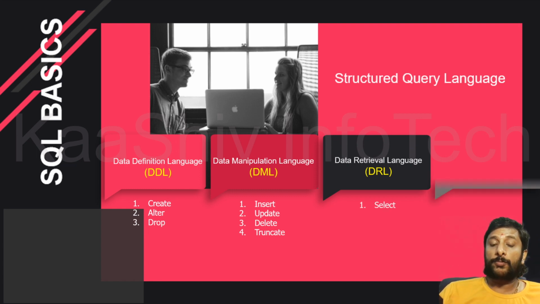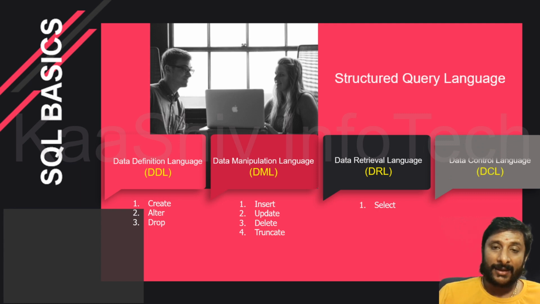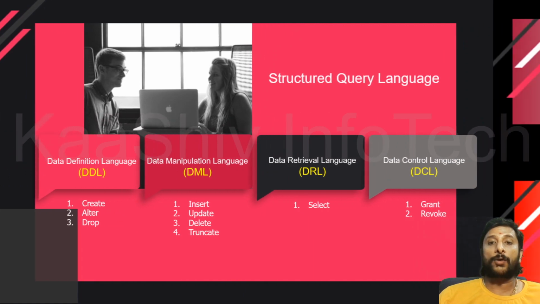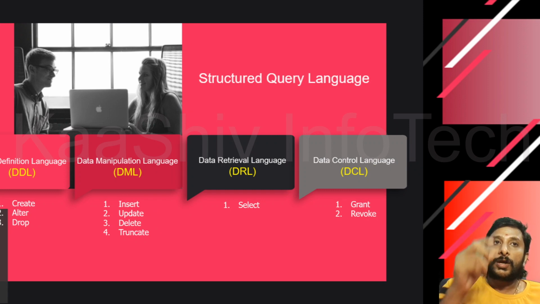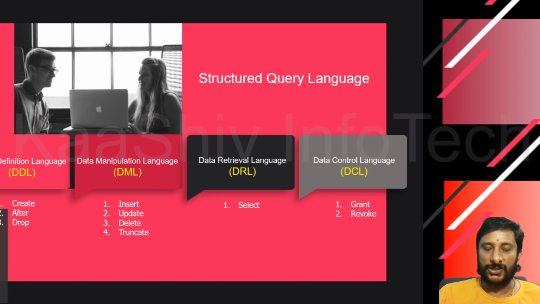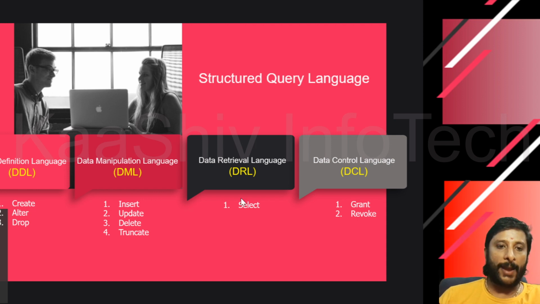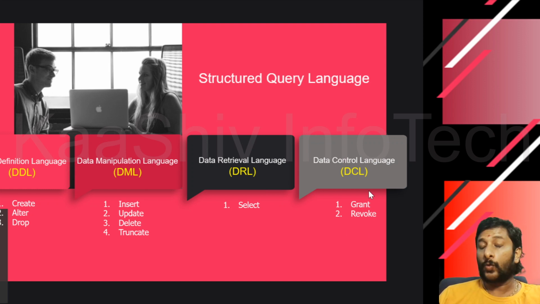And you have four major things. The first is data definition. I'm creating a house: create a house, alter the house and drop the house. Then you have the data manipulation language, where you can insert your room, update your room, delete your room, truncate your room. A big house is data definition, and separate rooms are data manipulation. And I want to see how many rooms are there, so I retrieve the data. I want to give access, that is granting, and I don't want to give access, that is revoking. Everything can be done with Structured Query Language.